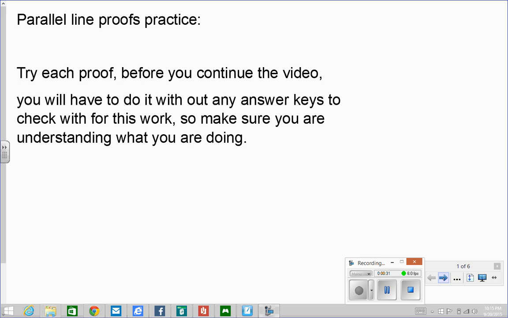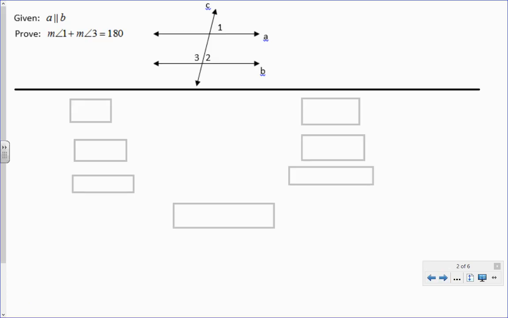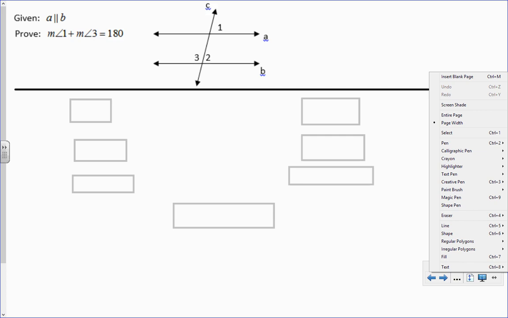So we've already learned all of our postulates and theorems for this. So if we look here, here's our first proof. If you want to pause the video and get ready to do this proof. Okay, so as we look at this first proof here, I'm going to grab my pen.